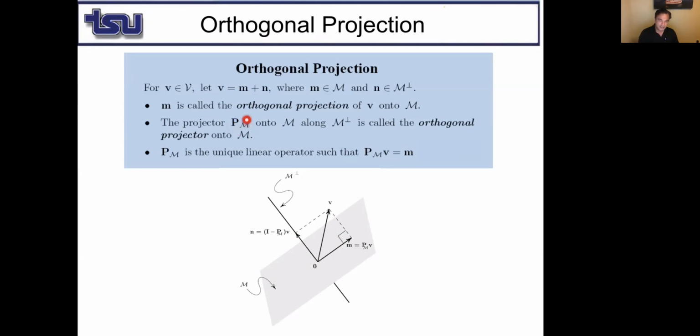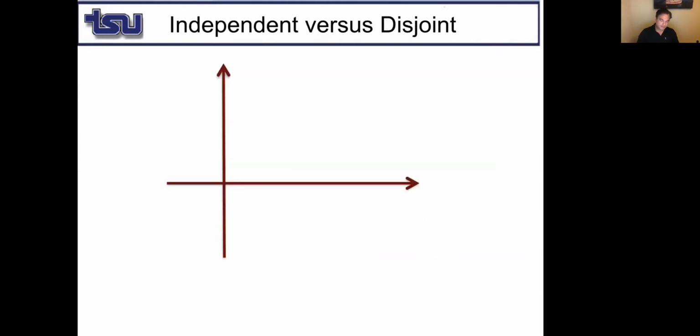And the projector PM is a linear operator such that, for example, you have vector V. If you apply this linear operator to V, you end up with M. Or if you apply this to V, you end up with the component on M perp. Okay, that's orthogonal projection. Let's talk about independent versus disjoint subspaces.